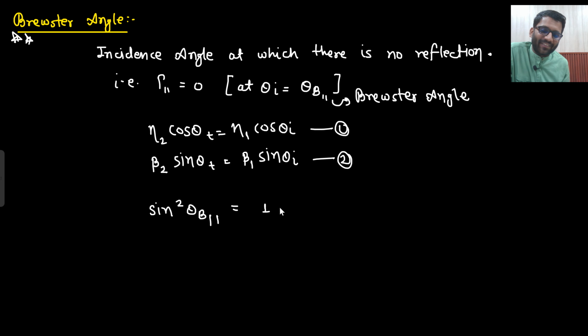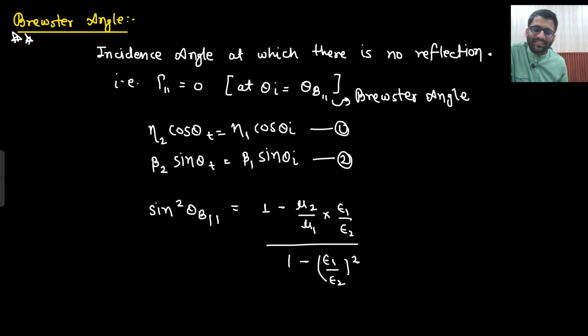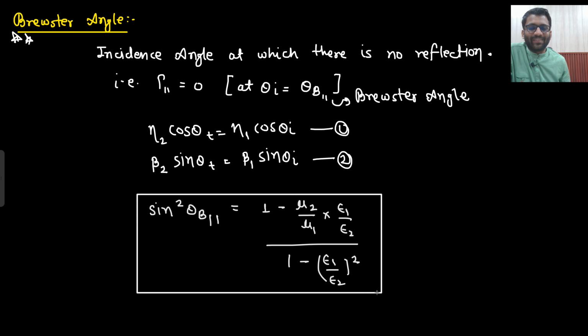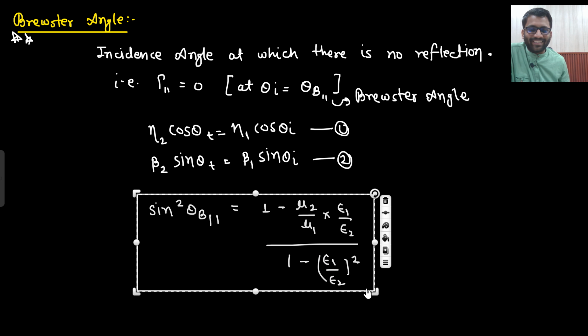Okay, so 1 minus epsilon 2 by epsilon 1. कर दी गड़बड़ भाई, कर दी गड़बड़, हो गया. Mu 2 by mu 1 into epsilon 1 by epsilon 2, divided by 1 minus epsilon 1 by epsilon 2 whole square. I said I remember the formula, but here I made an error initially.